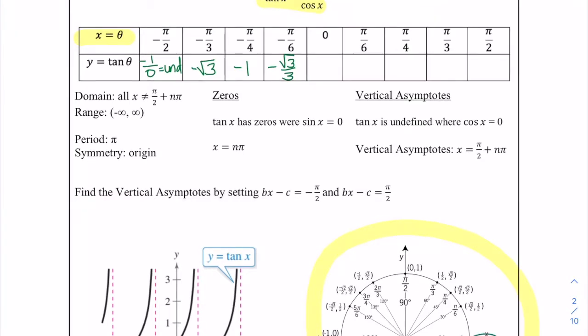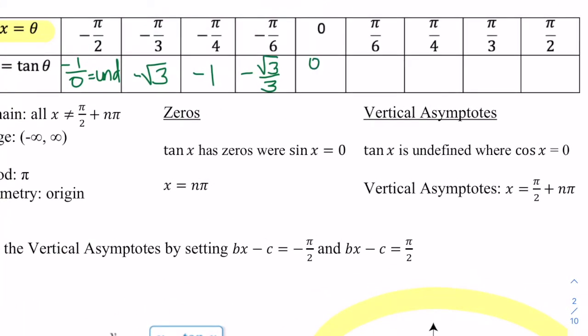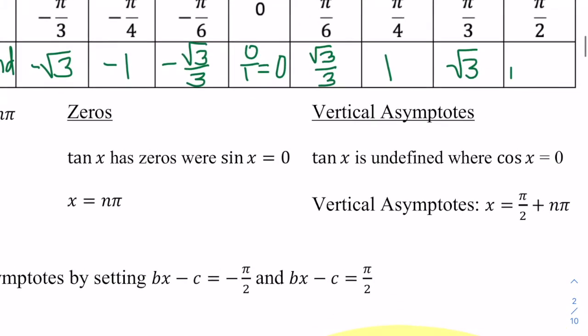Now at 0, we're going to have a y value of 0 and an x value of 1. So that'll just equal 0. And then when we look at the other angles in the first quadrant, they're going to look identical to the ones in the fourth quadrant, but now they're going to be positive. So we're going to have root 3 over 3, positive 1, positive root 3, and then undefined. Because, well, again, we're going to have positive 1 divided by 0 here.